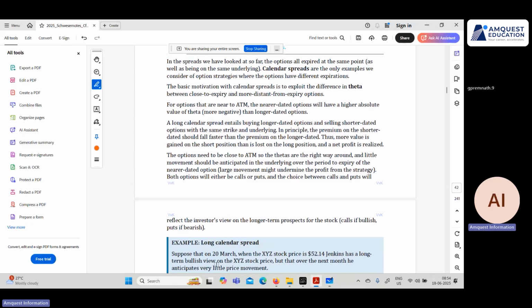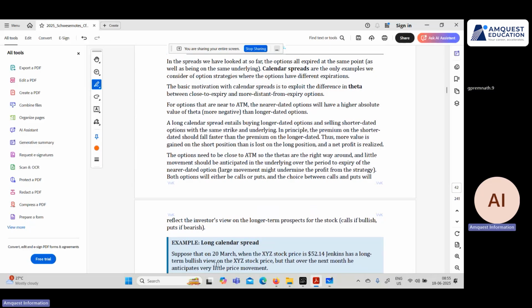So it says, suppose that on March 20th, when the XYZ stock price is 52.41, Jenkins has a long-term bullish view on XYZ stock price, but that over the next month he anticipates very little movement. Okay, what does it tell you? It says that volatility is low. Understood. So for the next month the volatility is low, but the long term, he still expects the price to go up slightly.